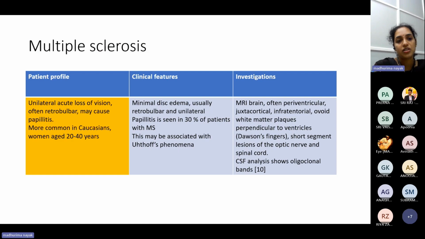So we all know that multiple sclerosis is more common in Caucasian women, 20 to 40 years, and presents with unilateral acute loss of vision. They usually have more of a retrobulbar presentation, but at least 30% of them can present with disc edema. On MRI, you often see juxtacortical, periventricular, infratentorial white matter plaques, what we call Dawson's fingers, and short segment lesions on the optic nerve that enhance on MRI. What you have to remember is it usually presents with unilateral loss of vision. The vision loss is very steep, so they may present with PL vision.